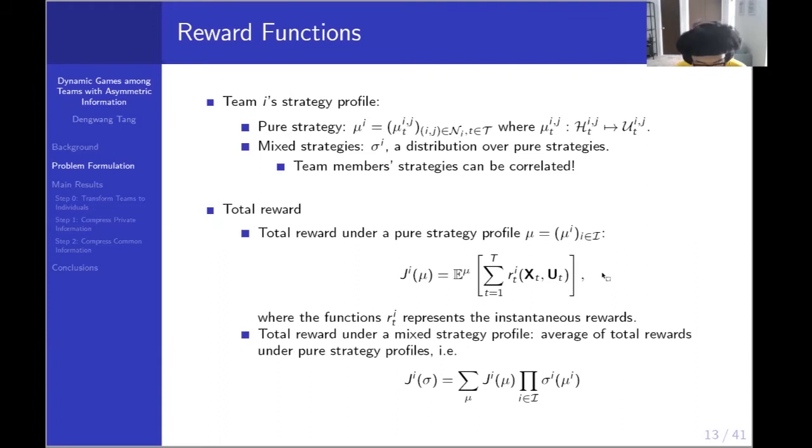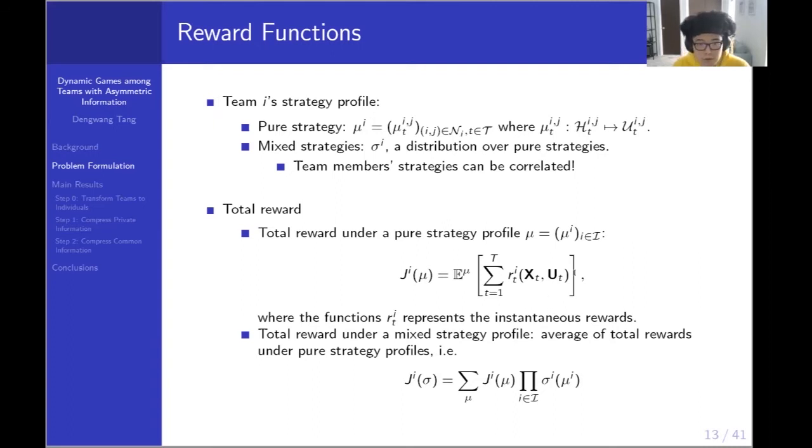So what is the objective of each team? Each team wants to maximize their total reward. And the reward is given by the expected value of the sum of instantaneous rewards. And if the agents are using mixed strategies, then the reward under a mixed strategy is simply the average of the rewards under pure strategies.